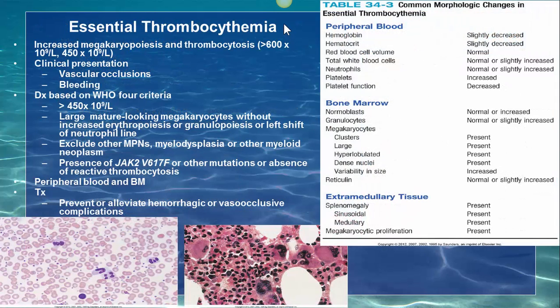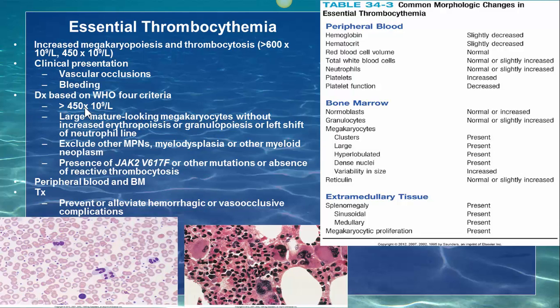Essential thrombocythemia, by definition, is a clonal MPN with increased megakaryopoiesis and thrombocytosis, with platelet count usually higher than 600 billion per liter. 450 billion per liter is the threshold defined by WHO. The two major complications associated with ET are vascular occlusions or bleeding. Four criteria must be met in order to be diagnosed with ET based on WHO. First, platelet count is more than 450 billion per liter.